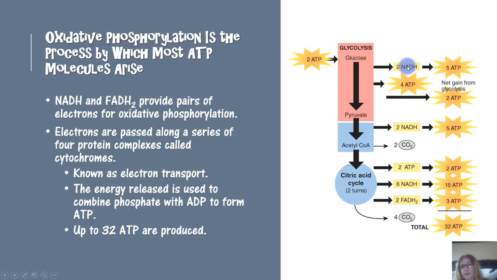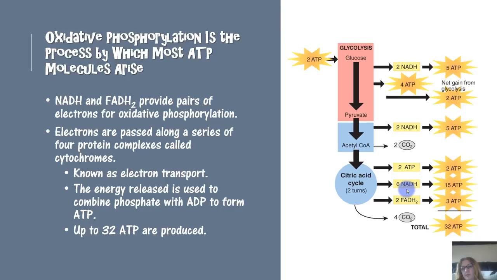We have our electron carrier here getting generated. We have another electron carrier here getting generated in the transition step. We have some carbon dioxide, which is a waste product that we exhale from our bodies and doesn't do anything for us. In the citric acid cycle, we have two more ATP that are generated, and then we have quite a few additional NADH, and we have some FADH2 also, which are additional electron carriers that are generated. And then some more carbon dioxide, which we exhale as a waste product.